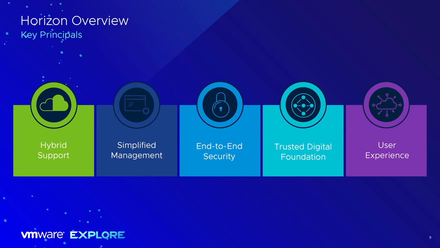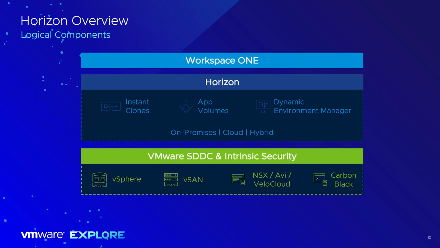Let me skip down here a little bit, because I like this slide better. So the idea is we have instant clones, we have app volumes, and we have dynamic environment manager. Those are all ancillary pieces of Horizon. Instant clones is what we use to quickly spin up virtual desktops. So we can basically spin up a virtual desktop once every 3 seconds.